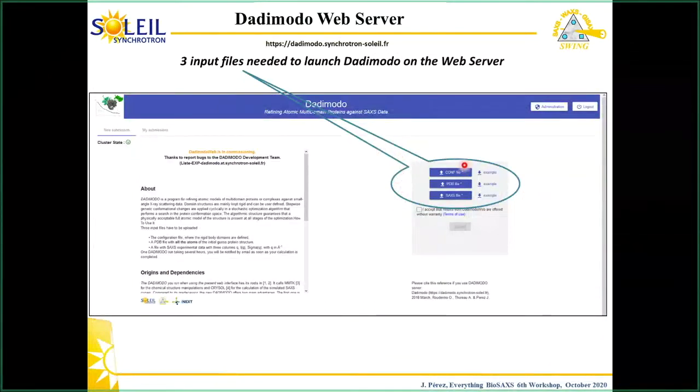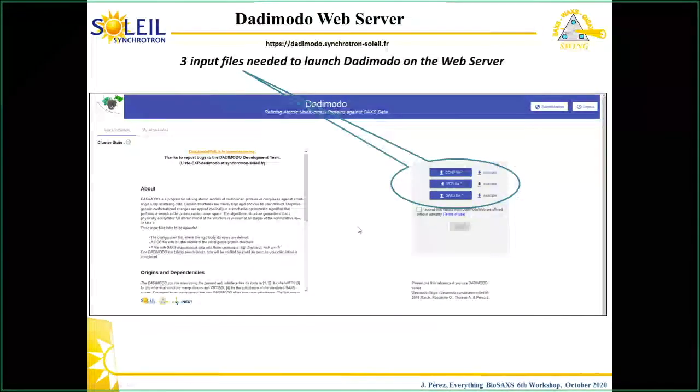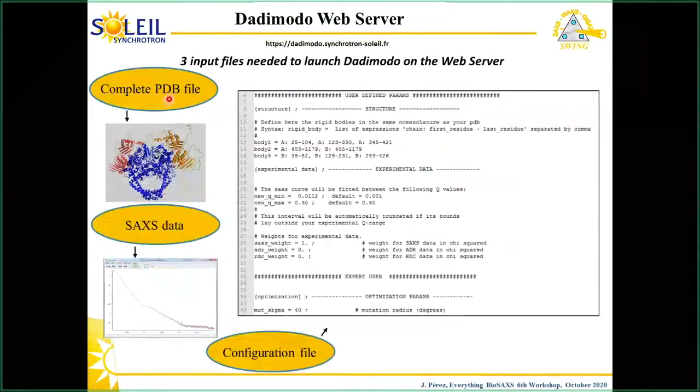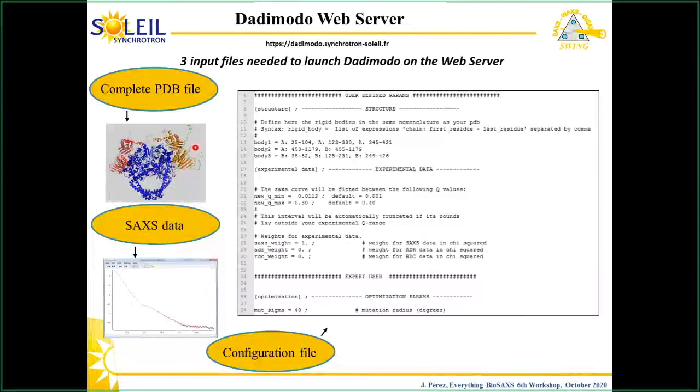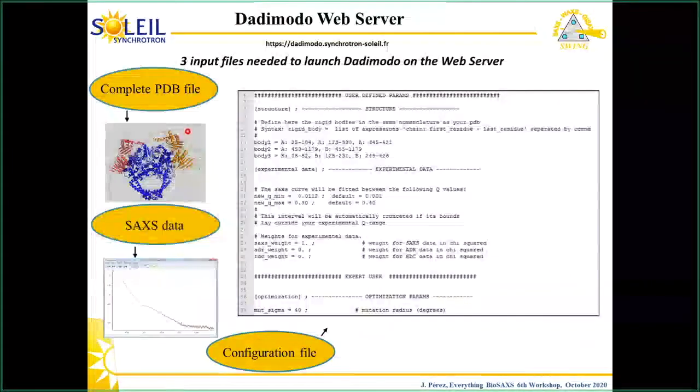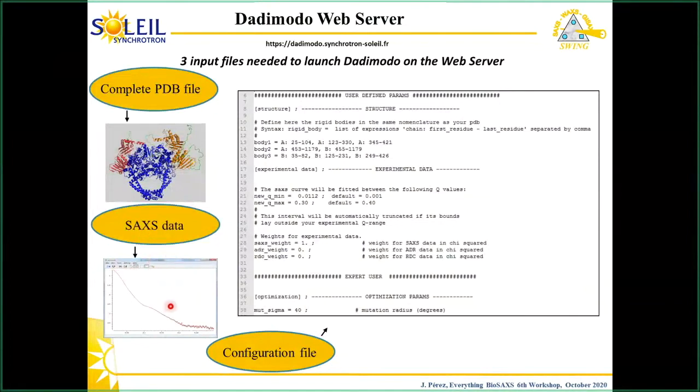As an input, it needs 3 files. So a file with a complete PDB structure of your protein, with all the domains and also the unknown parts that have to be present. Somehow you have to propose an initial model using Modeller, for example. Then you also provide, of course, your SAXS data or your experimental data, if you have RDC data or NMR constraints. Here, in this case, we only used the SAXS curve.